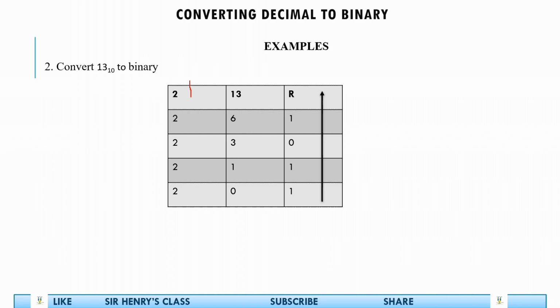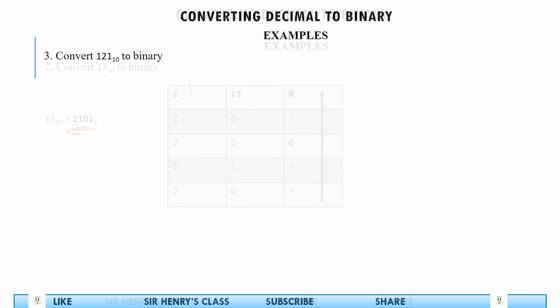13 divided by 2 is 6, remainder 1. 6 divided by 2 is 3, remainder 0. In other words, 2 times 6 is 12, remainder 1. 2 times 3 is 6, remainder 0. 2 will go into 3 one time, remainder 1, because 2 times 1 is 2, remainder 1. 2 will not go into 1, so 0. Then you repeat the last number there. Here, you read in reverse form. So your answer will be 1 1 0 1 base 2.